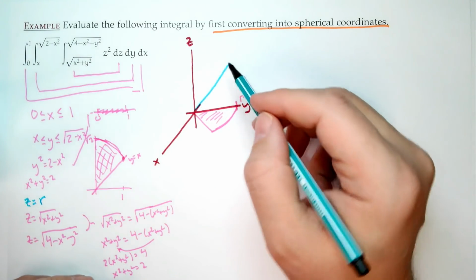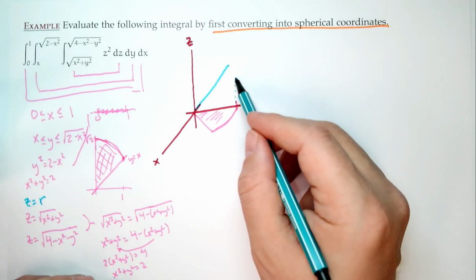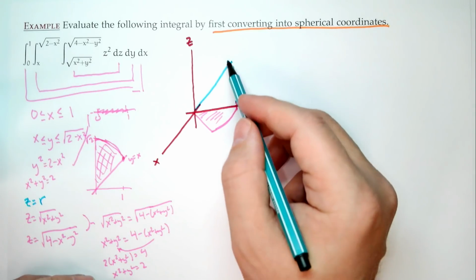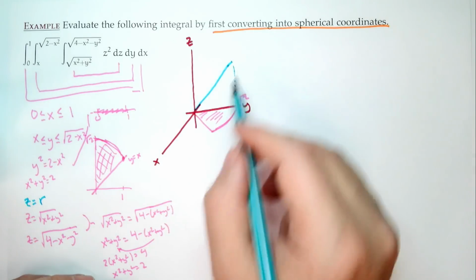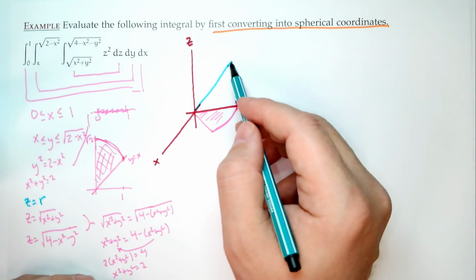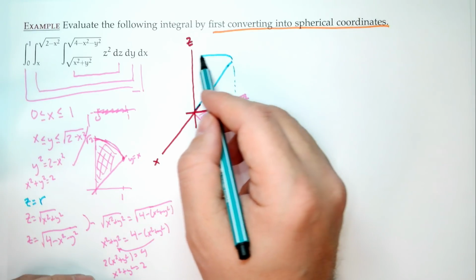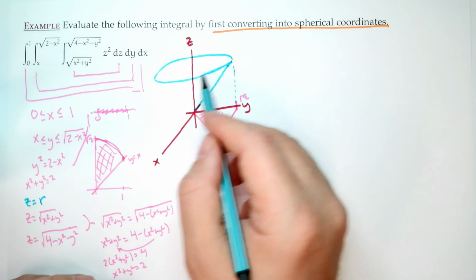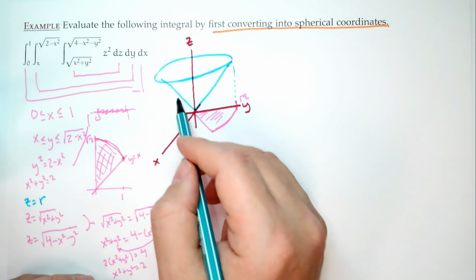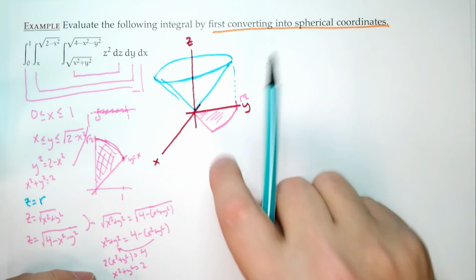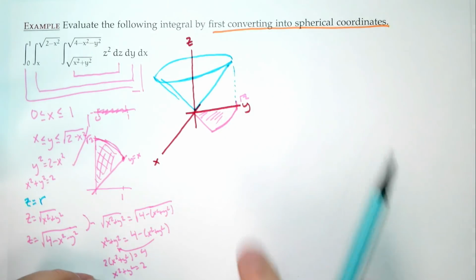Now, we don't need to go all the way up. We only need to go up until we intersect. So it's here, and then we're going to spin it. So what we're doing is we're going to spin this cone around, and we get that shape. Now, of course, we don't need the whole cone. We just need the cone that's above this part, but we'll get to that in a second.